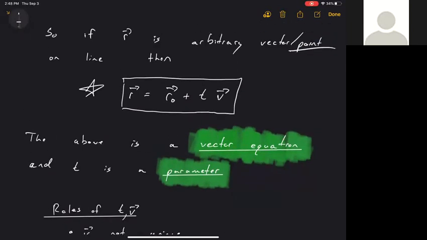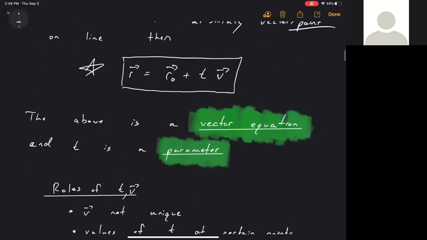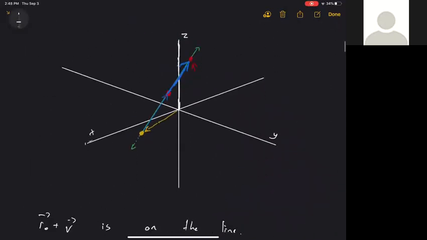Now let's talk about t and v. And actually, before we talk about t, let's talk about this vector v. So we said this blue vector was parallel to our line, right? And we called this vector v, but there's actually a lot of vectors parallel to our line. This vector v is parallel to our line.